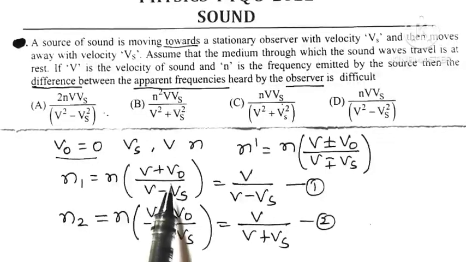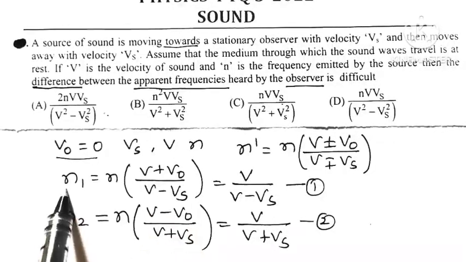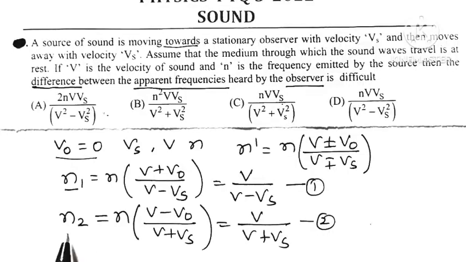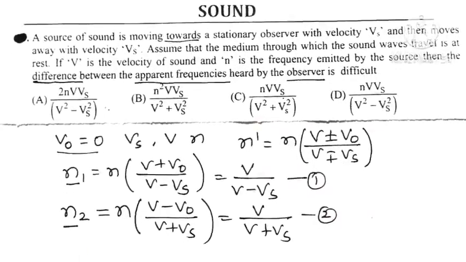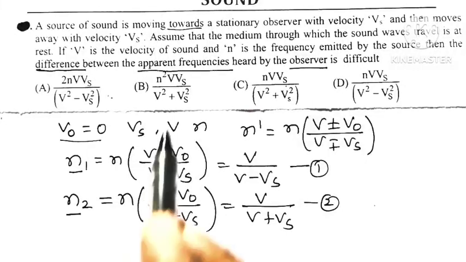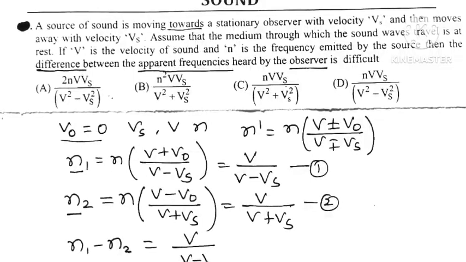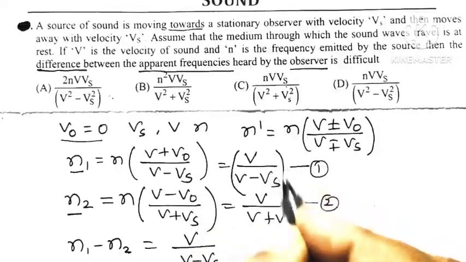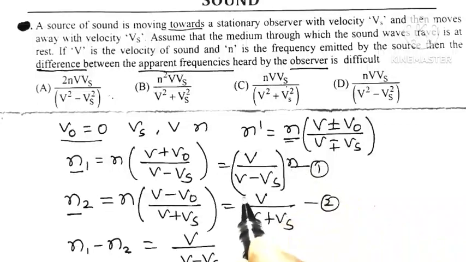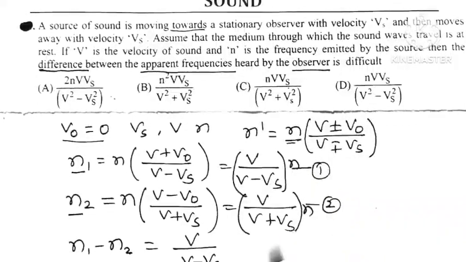So, when the source is coming towards the observer, the apparent frequency is N1. When the source is moving away from the observer, the apparent frequency is N2. Here we have to find the difference between the apparent frequencies, N1 minus N2. So, N1 minus N2 from equations 1 and 2: N1 is equal to V upon V minus Vs, multiplied by the actual frequency.